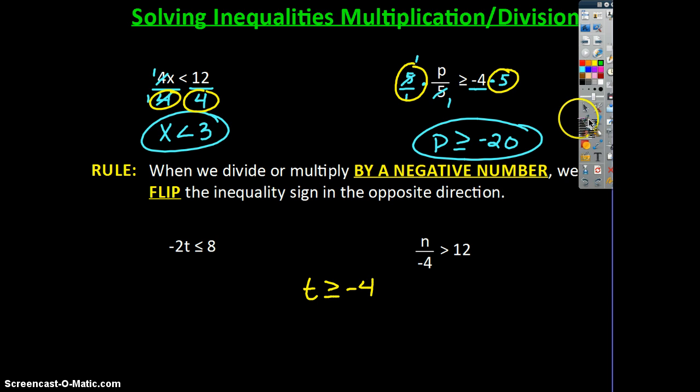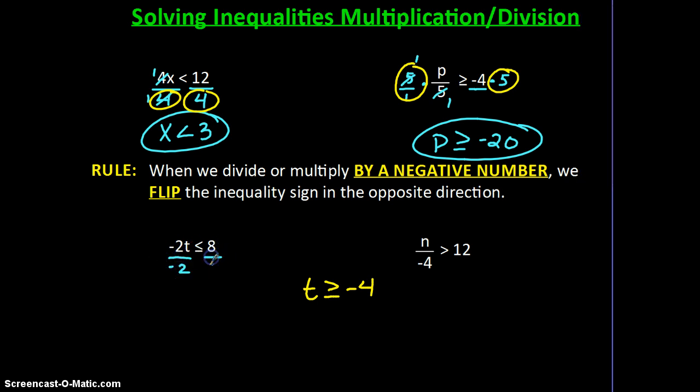Because we know to get this to be 1t, we could just divide both sides by negative 2 right here. Now watch this. Negative 2 divided by negative 2, we know that's 1. We dropped our t down. 8 divided by negative 2, we know that is a negative 4. And here's the trick. Watch this.